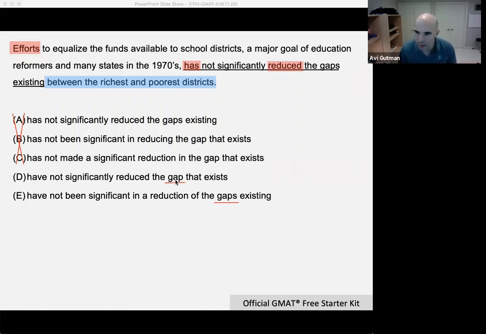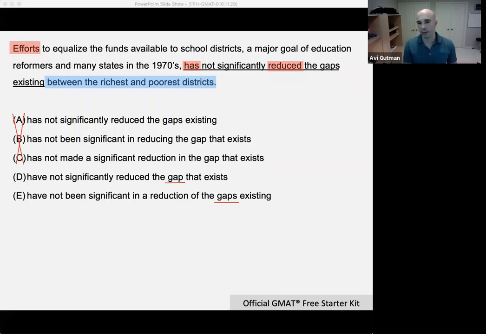Does that answer your question, Al? Okay. And I'm seeing some other comments looking at other issues with the answer choices. I'm not going to go into any of that today because that's not the point of this session. The point of this session is just to find quick ways to eliminate answer choices using verbal reasoning.